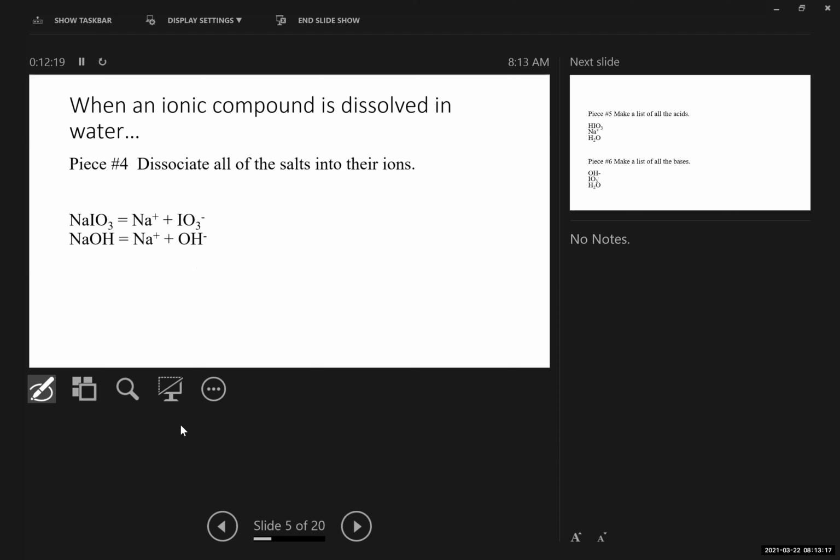So sodium iodate is a salt. So it is not sodium iodate when in solution, it's sodium and iodate. Sodium hydroxide is a salt, so technically it's not sodium hydroxide when it's in a solution, it's sodium and hydroxide, right? At this point, once I've identified everything and dissociated everything, now it's time to identify the acids and bases, right?